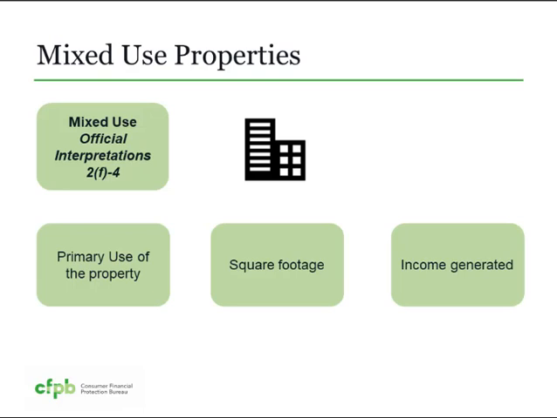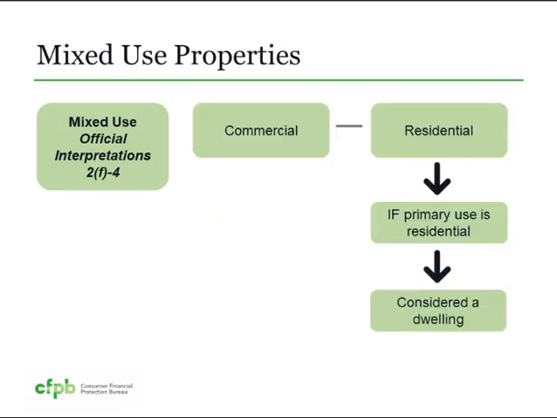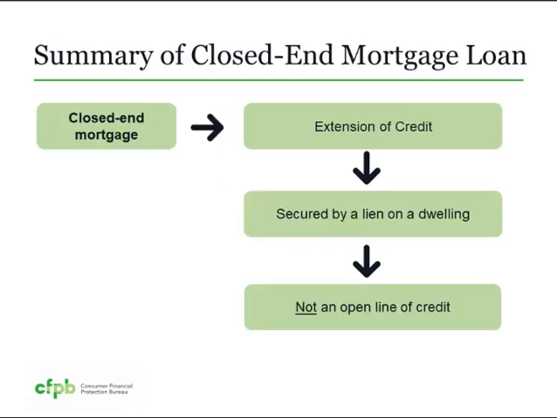A financial institution would need to determine, using any reasonable standard, the primary use of the property, such as square footage or income generated, and may select the standard on a case-by-case basis. If the property's primary use is residential, then it would be considered a dwelling. Let's recap. A closed-end mortgage loan is an extension of credit secured by a lien on a dwelling, and it is not an open-end line of credit.